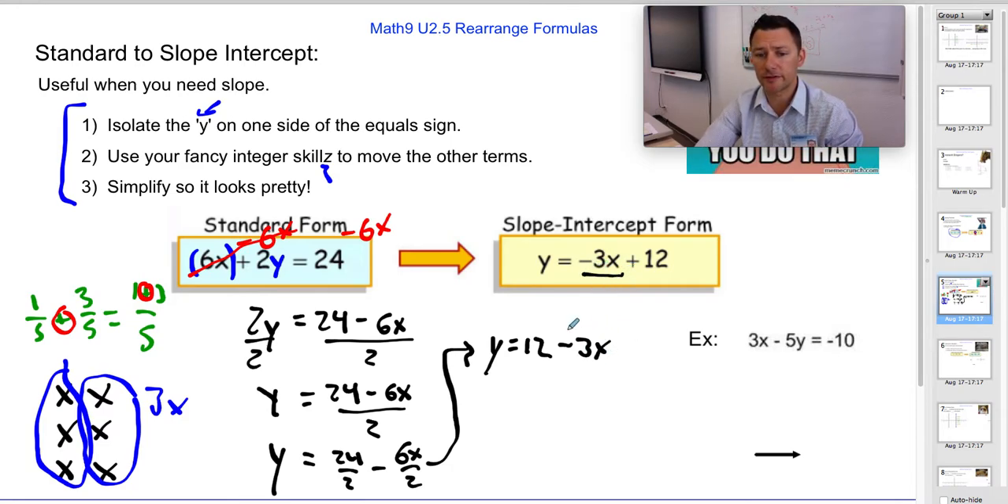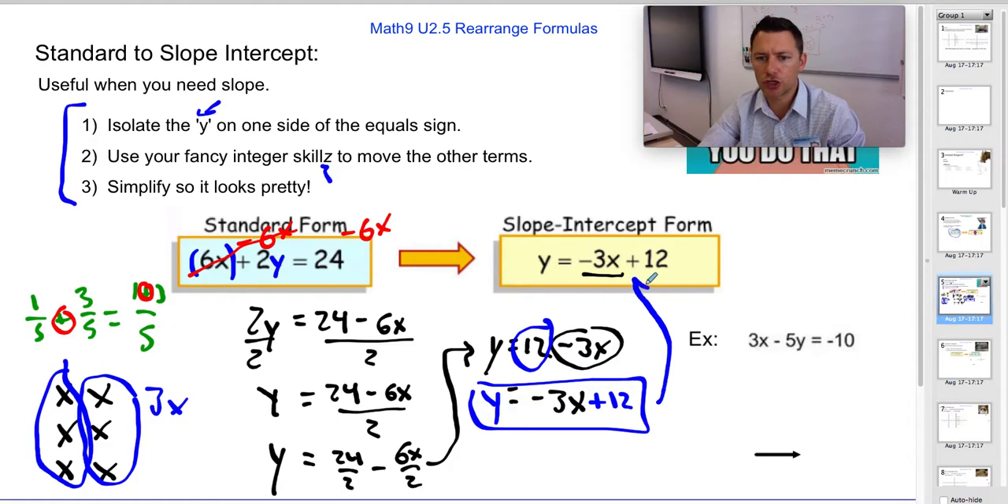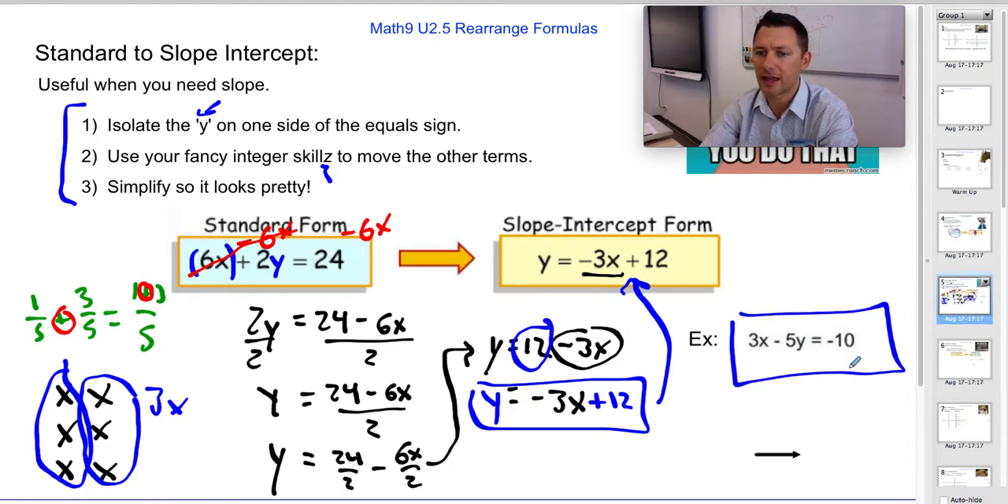with the x goes first. Here, 3x is negative, so we're going to take this packet and put it out in front, right? Negative 3x. Here, this is a positive 12, so it's going to stay positive 12, right? And so there's your slope-intercept form. Ching, just like we thought. Take that same idea and try it with this example. Pause me and I'll show you how it's done afterwards. Go.